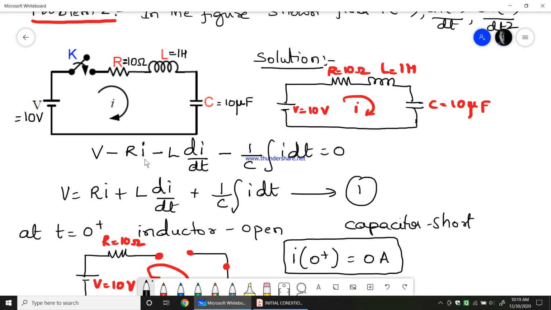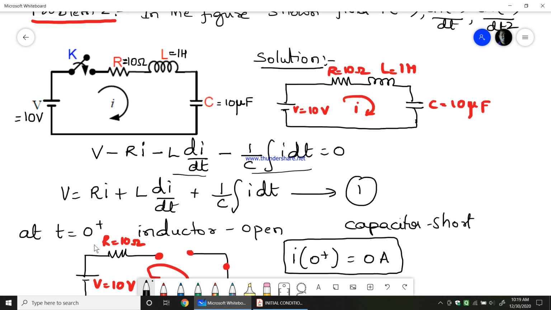Now we will write the integro-differential equation for this circuit. V minus Ri minus L into di by dt minus 1 over C integration of i dt equals 0. This is the KVL equation that we are writing here, where the second term is the voltage across the inductor and the third is the voltage across the capacitor. Therefore V equals Ri plus L into di by dt plus 1 over C integration of i dt.